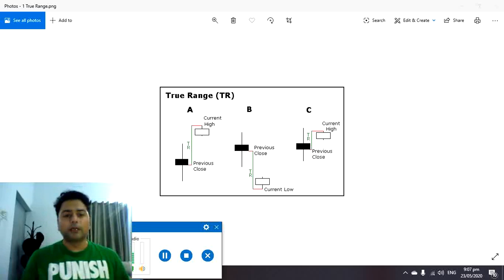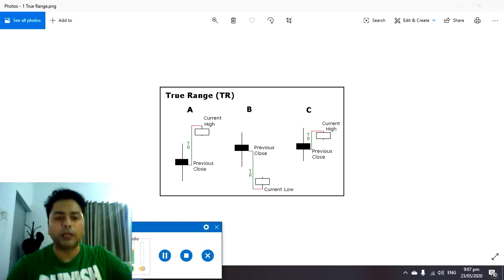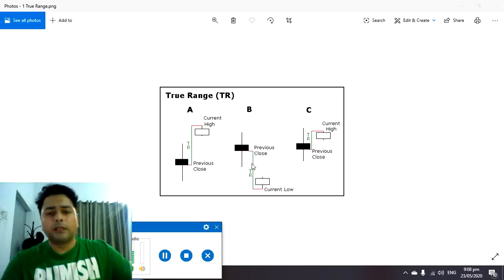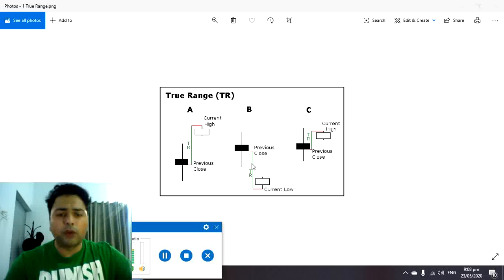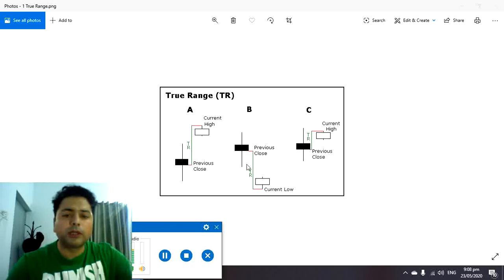Example A. A small high-low range formed after a gap up. The TR is equal to the absolute value of the difference between the current high and the previous close. Example B. A small high-low range formed after a gap down. The TR is equal to the absolute value of the difference between the previous close and current low.